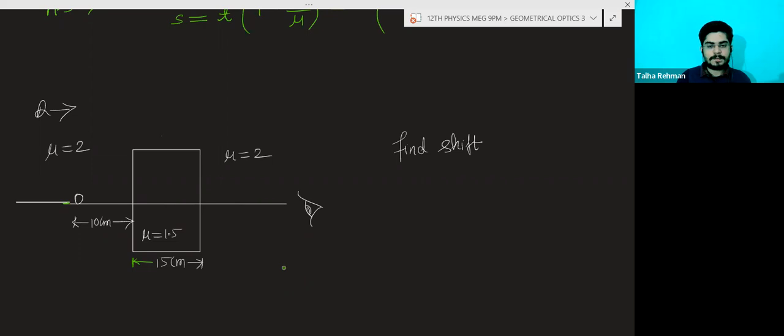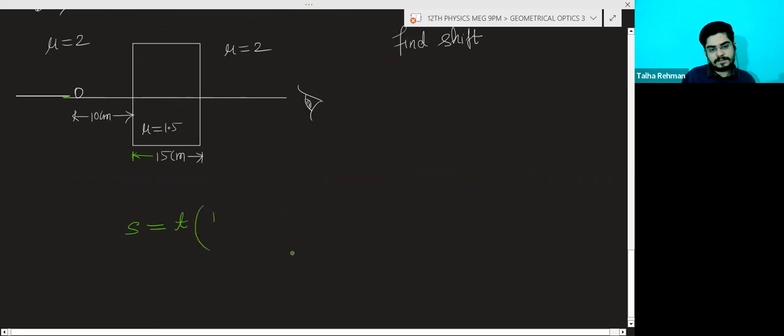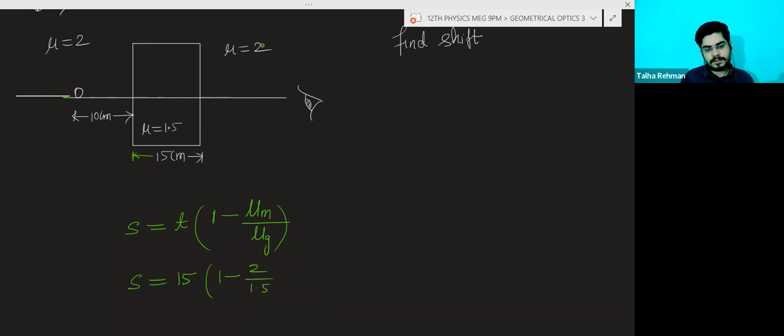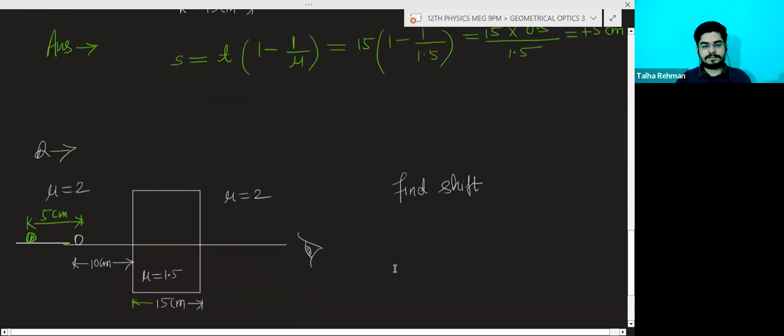Okay, and you have to apply this formula. S is equal to thickness multiplied by 1 minus the refractive index of the surrounding medium divided by the refractive index of the glass slab. So the shift will become 15, thickness is 15, 1 minus 2 divided by 1.5. When you solve it, you will get minus 5 centimeter. Minus 5 centimeter means the object will shift in the opposite direction of the incident ray. This will be the direction of the incident ray from the object, so the object will be shifted in the opposite direction because the shift is negative.